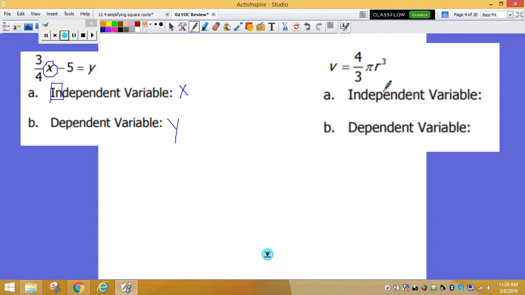All right, let's look at this one. Independent is in the equation, so that's the r. Remember, pi is not a variable, it's a number. Dependent is what does it equal? Well, it equals the v.